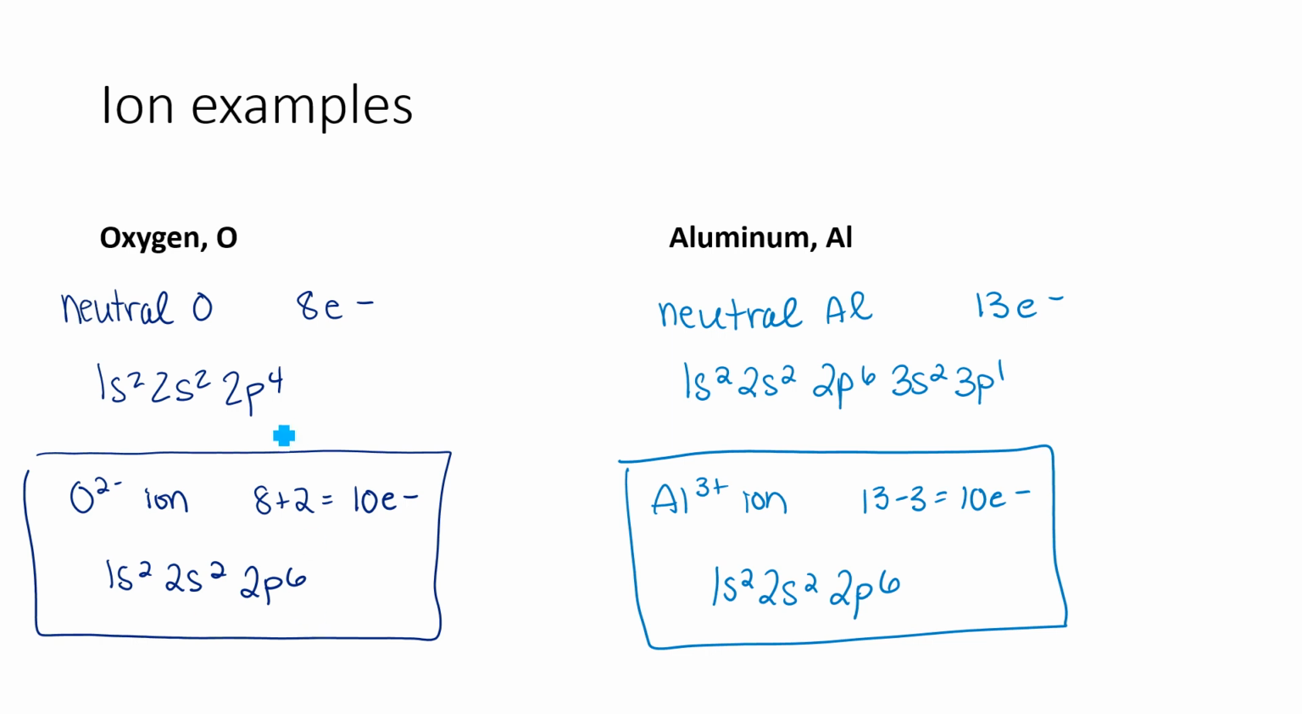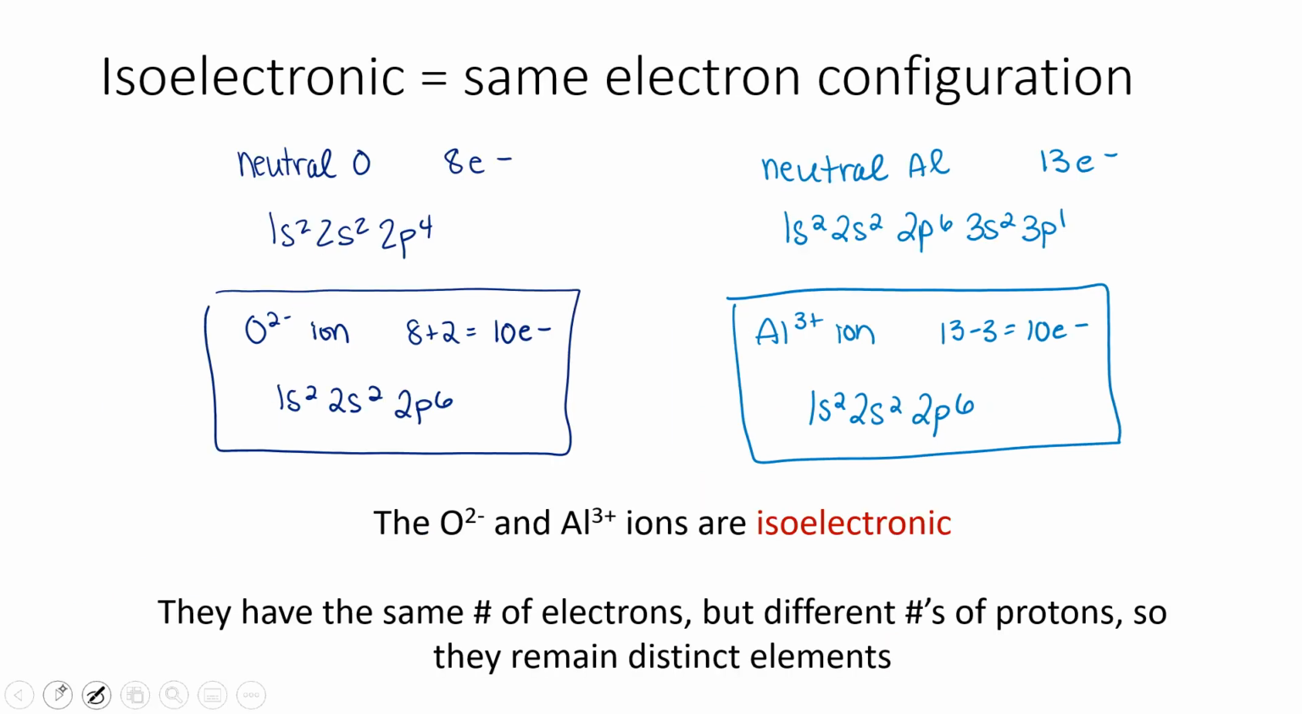So oxygen gained electrons, aluminum lost electrons. They ended up with the same electron configuration. There's a word for that. We call it isoelectronic. It's where you have the same electron configuration. So you will notice this when you start dealing with ions. You can have some that are isoelectronic, which means same number of electrons. But keep in mind, they still have different numbers of protons. So they did not become the same element. Oxygen's still oxygen because it has 8 protons. Aluminum still has 13 protons. So these things still have different properties, but they do have the same electron configuration.